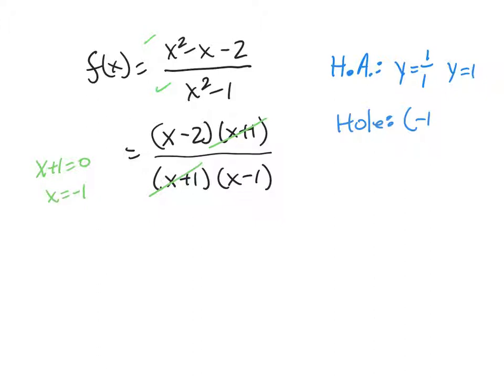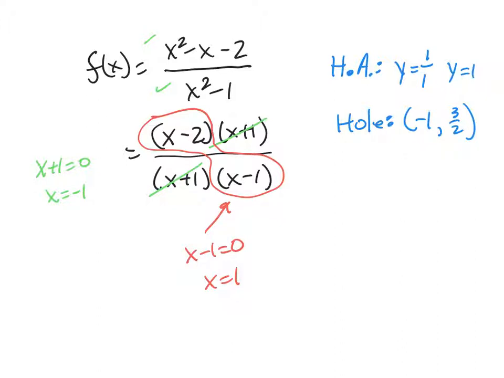And then to figure out the y coordinate, we're going to plug that negative 1 into this remaining function here in the red. That's going to be negative 3 over negative 2, which is positive 3 over 2, or 1.5, however you want to write that. That's the y coordinate for the hole. Okay, we will have a vertical asymptote when x minus 1 equals 0, and that happens when x equals 1. So my VA is x equals 1, the vertical line.